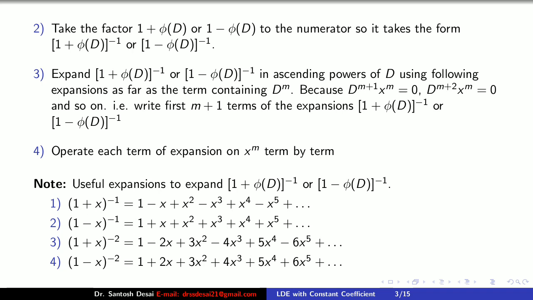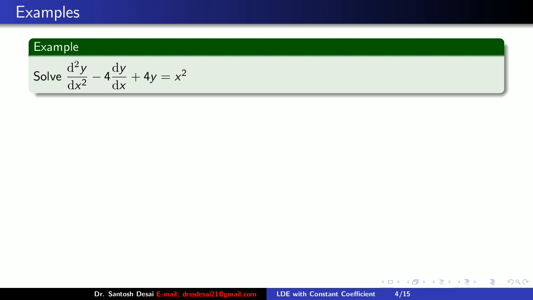So these are some expansions which I am going to use to expand (1 plus phi of D) raised to minus 1 or (1 minus phi of D) raised to minus 1. Especially the first two expansions I am going to use. Now let us consider an example based on this. First one, solve d2y by dx square minus 4 dy by dx plus 4y is equal to x square. Here you can observe that the RHS of the given function is of the form x raised to m, where m is positive, and here RHS is x square.